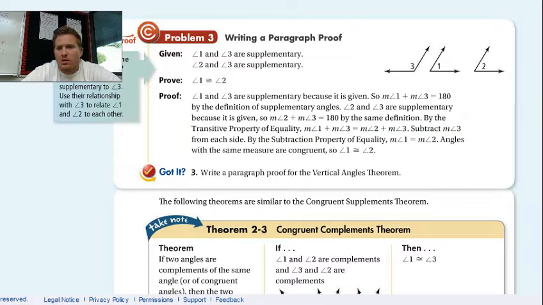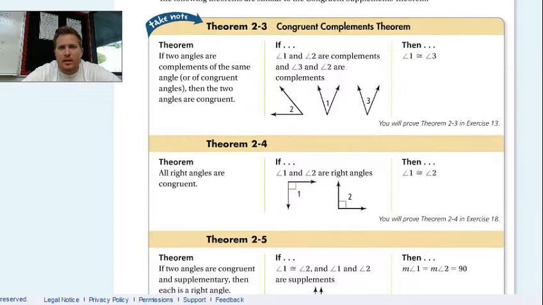Our next ones, we have a couple, and we're going to write each of these down with the pictures. Theorem 2.3 says if two angles are complements of the same angle, then the two angles are congruent. Complements means complementary, which means they add up to 90 degrees. So if 2 and 1 add up to 90 degrees, and 2 and 3 add up to 90 degrees, then 1 and 3 have to be congruent. Same thing with right angles. If angle 1 and angle 2 are both right angles, then they have to be the same. They both have to be 90 degrees.